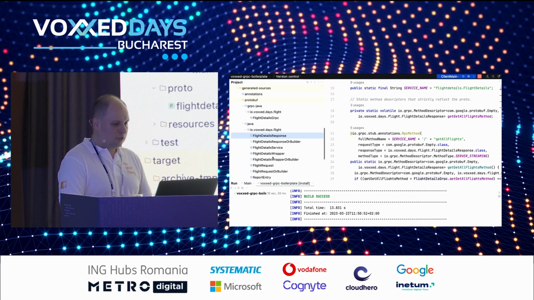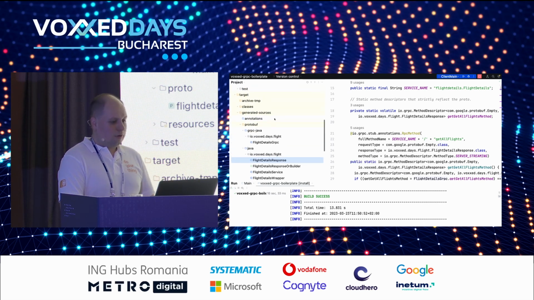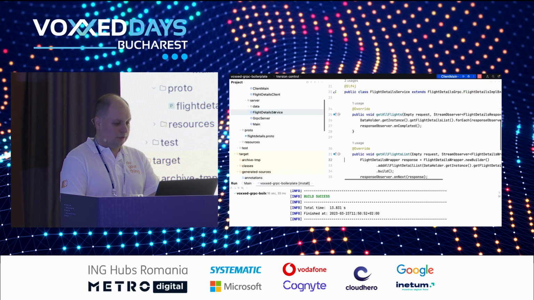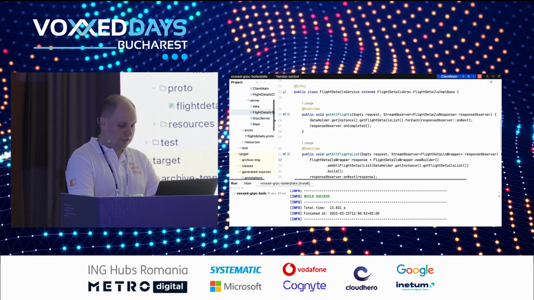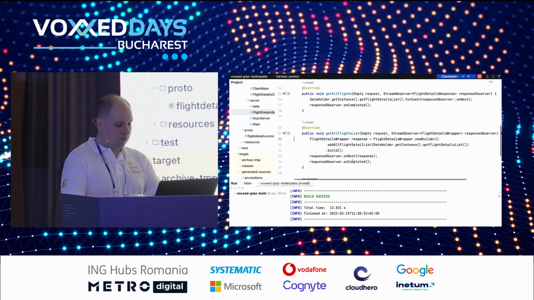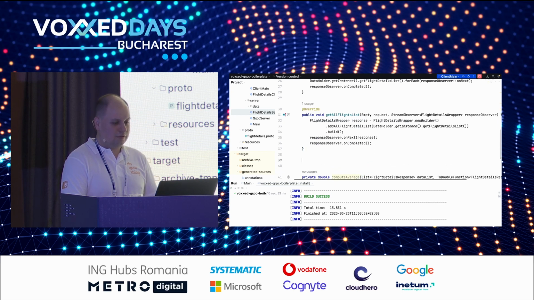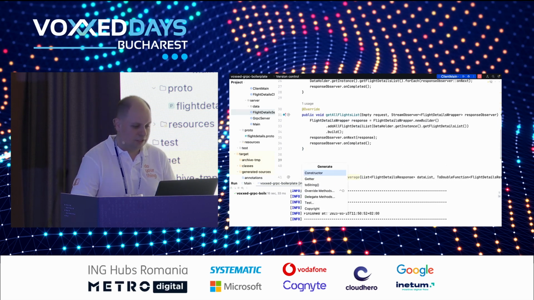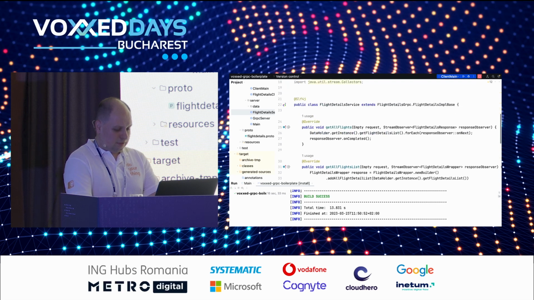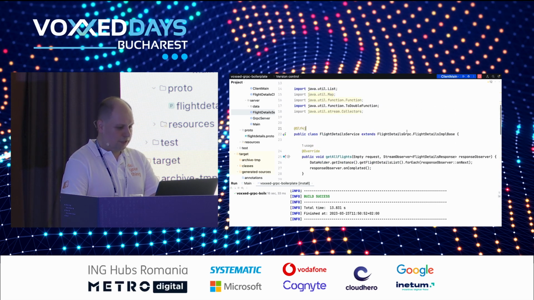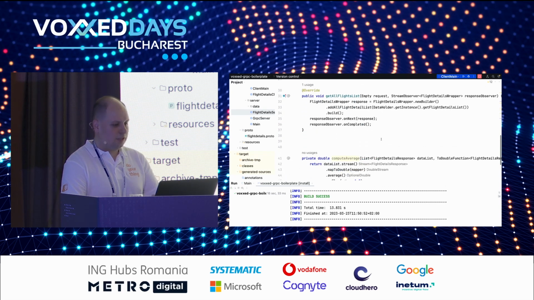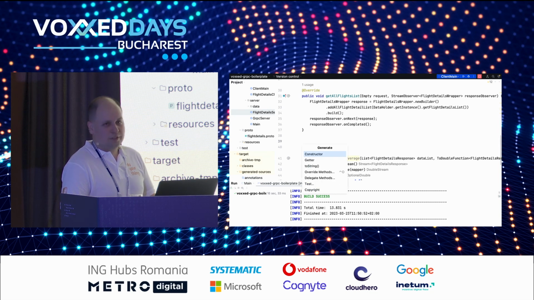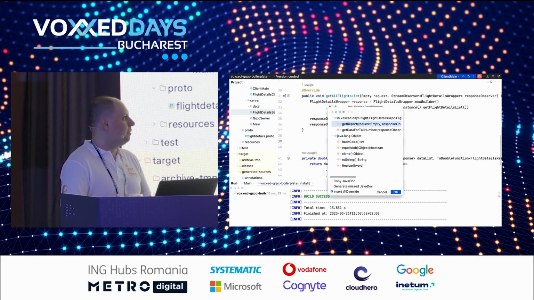I propose to start with the first one, where we are going to build the report. For this, let's override the methods. Here in this class, we are extending the flight details gRPC implementation. Let's override the methods, and as you can see, we have the two methods already generated, and we can extend them and implement them.